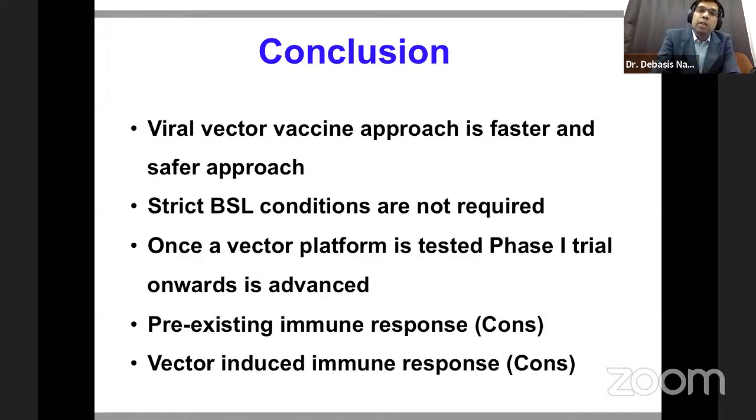That means phase 1 trial is gone. We don't need to do phase 1 trial. We can advance to phase 2 and phase 3. So that is the advantage, because your platform is the same, only you are changing Ebola glycoprotein versus SARS glycoprotein, which is just the spike protein.